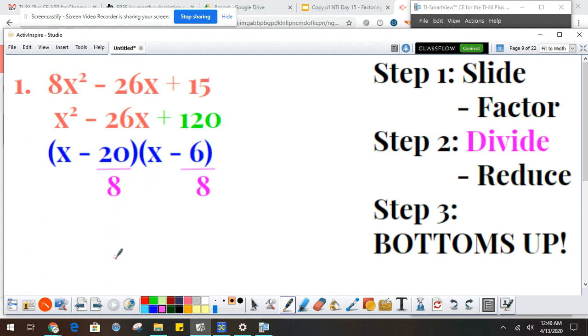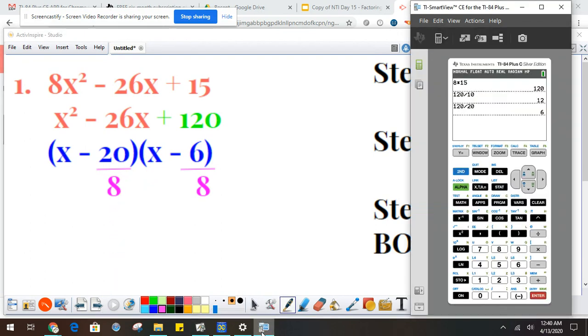Once you divide, the next step is to reduce. Let me remind you, on your TI-84 calculator, you can take -20 over 8, and you can type it in as a division problem. Let me clear this real quick. -20 divided by 8, working on the calculator, I get 3.5.